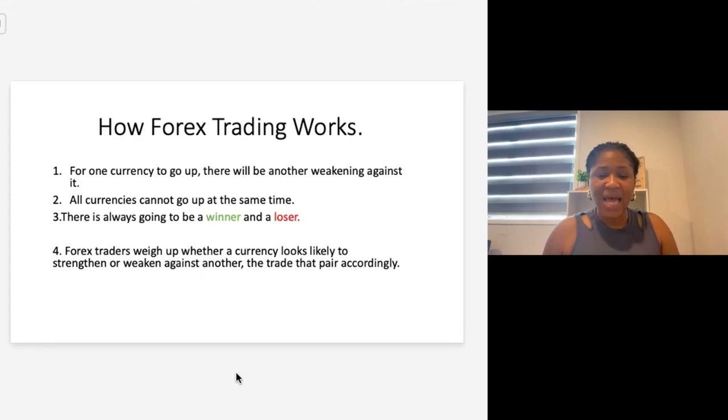So in the market, either the market is going bullish, right? Or the market is going bearish. So when the market is consolidating, if the market is not going bullish or bearish and it's just there, you want to stay out of the trade. So you can only be in the market when the market is going bullish or bearish. When it is going sideways, it's not balancing, then just stay out of the trade. Okay, so Forex traders weigh up whether a currency looks likely to strengthen or weaken against another.